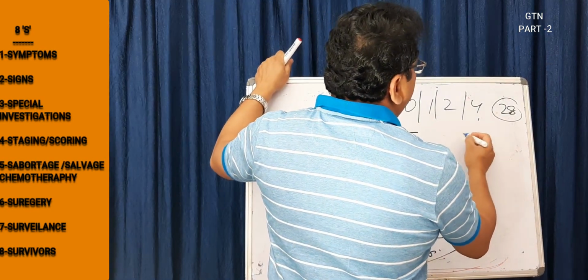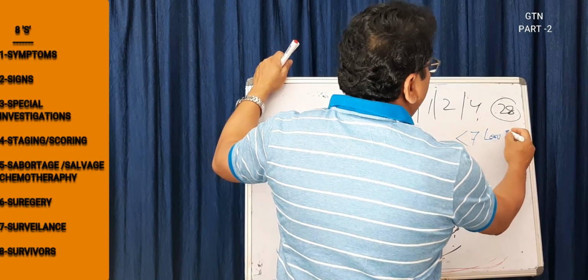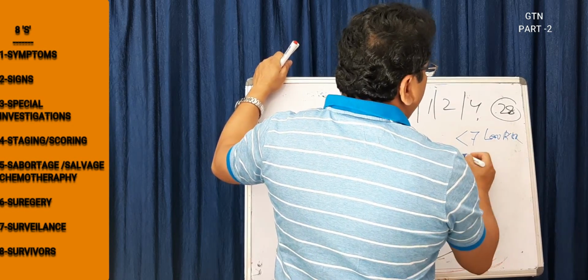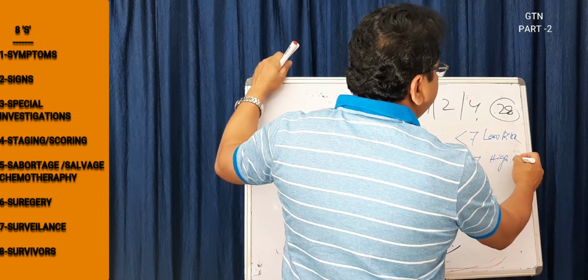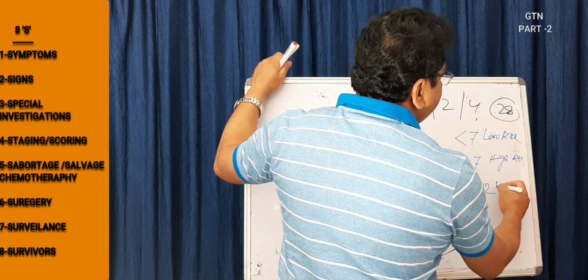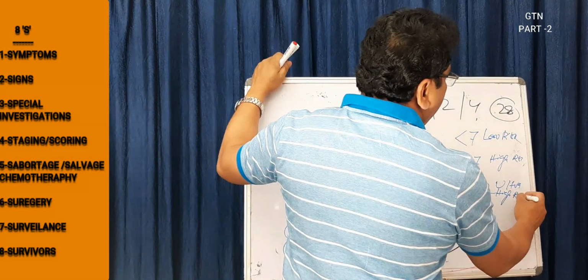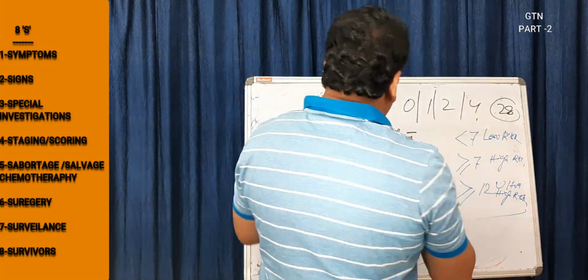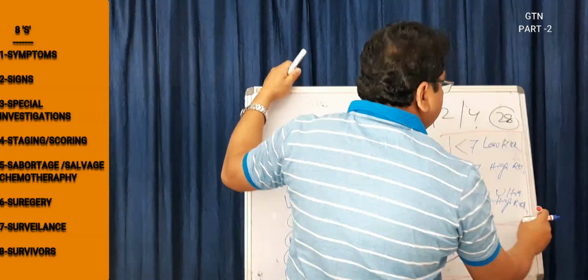A total score of less than 7 is called low risk. 7 or more is high risk, and 12 or more is ultra high risk. Why is this necessary? This is necessary to plan the therapy.